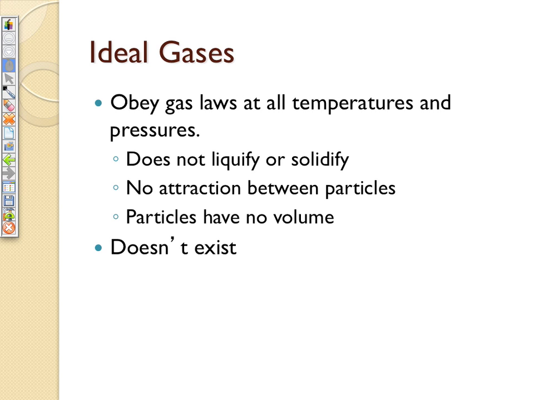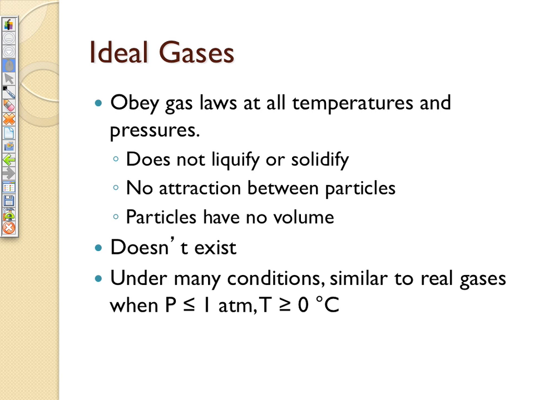And luckily for us, there are some real-world conditions where regular gases, real gases, act like ideal gases. Under conditions where pressure, P, is less than or equal to 1 atmosphere, that's what ATM stands for, or the temperature is greater than or equal to 0 degrees Celsius, which would be 273 kelvins, that is when we're going to see real gases begin to act like ideal gases, which helps us in making predictions and doing calculations.